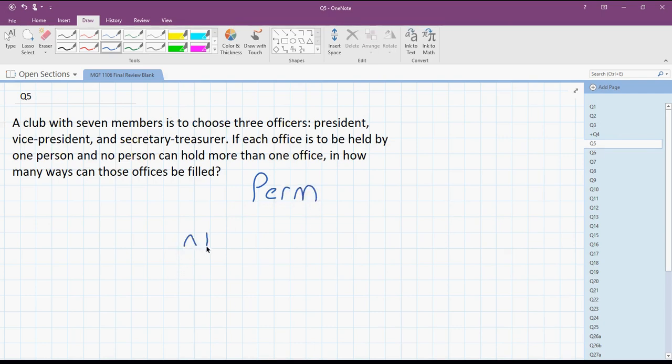So we're going to run that NPR again. So how many people do we have? 7. We have 7 members, and we are picking 3 officers. So you can't just do the factorial on this one. That's not going to work. You actually have to run the NPR from the calculator. And what do you get? 210 different ways to fill the offices. Any questions so far?